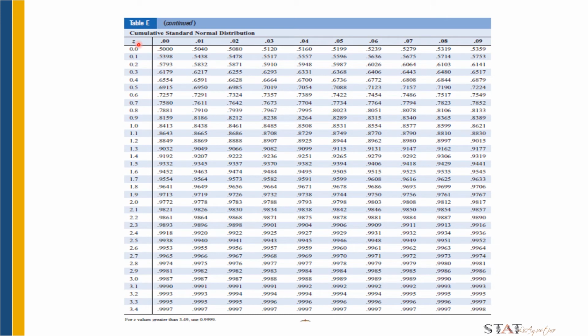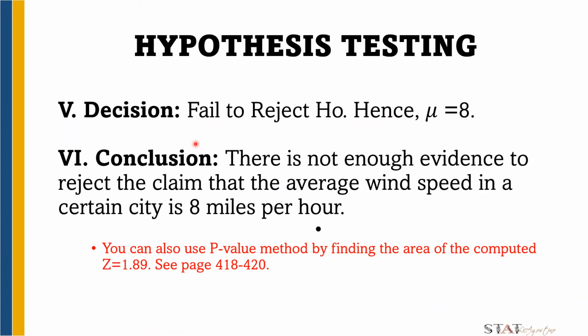For example, here in our table E, we have to find 0.975. So this is the value, 0.975. The z value would be 1.9, and then this one 6. So our z tabulated is 1.96. So our decision is fail to reject H0. Hence, mu is equal to 8.